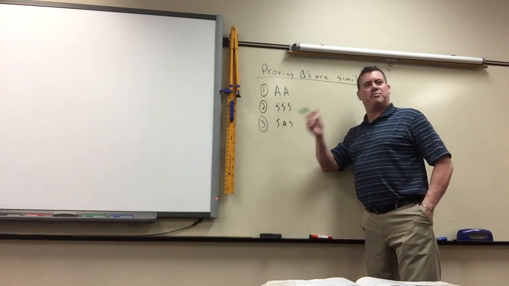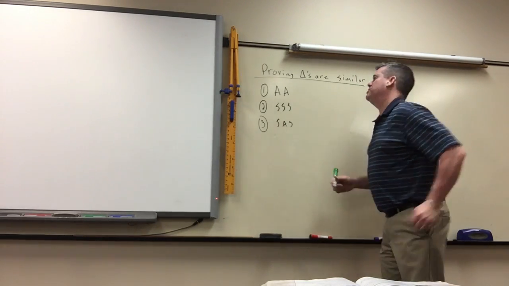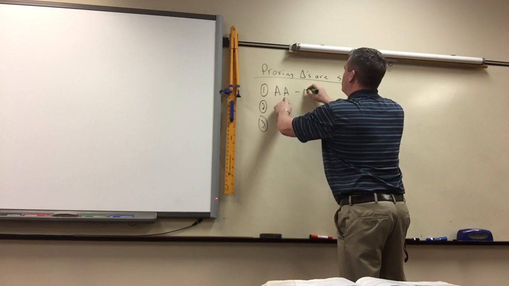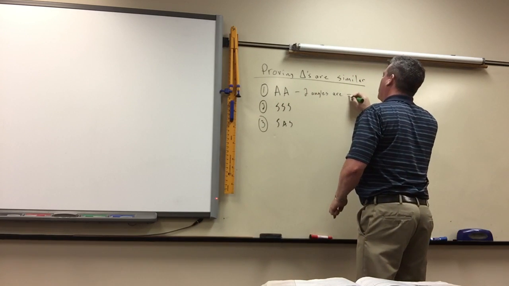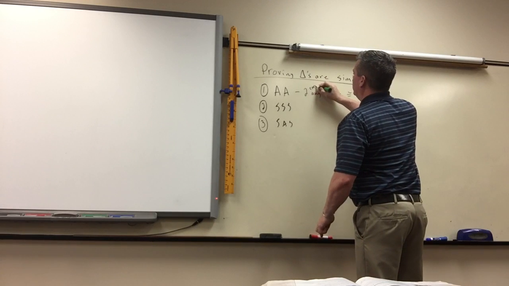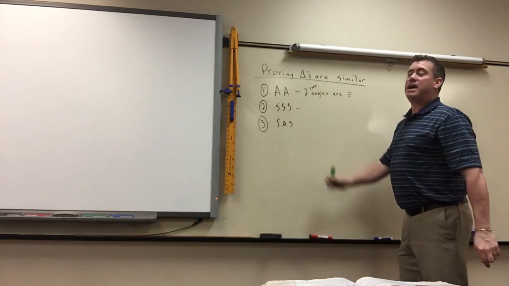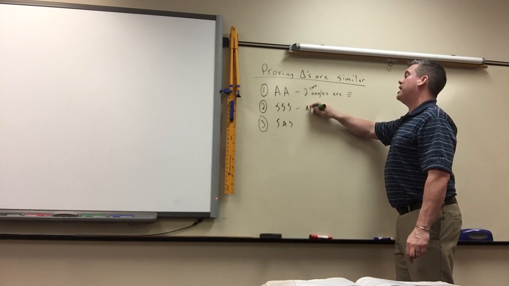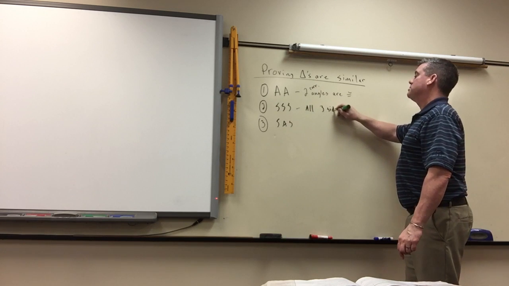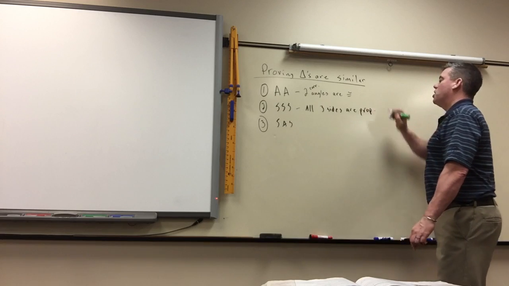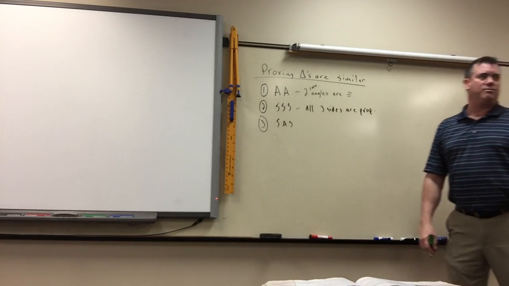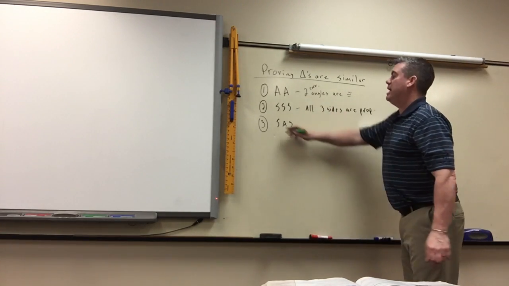They spell out the same things, but they don't mean the same things. Angle means 2 angles are congruent. I should say 2 corresponding angles. Side means all 3 sides are proportional. So you don't need to check the angles. If they just give you the sides, you check that.